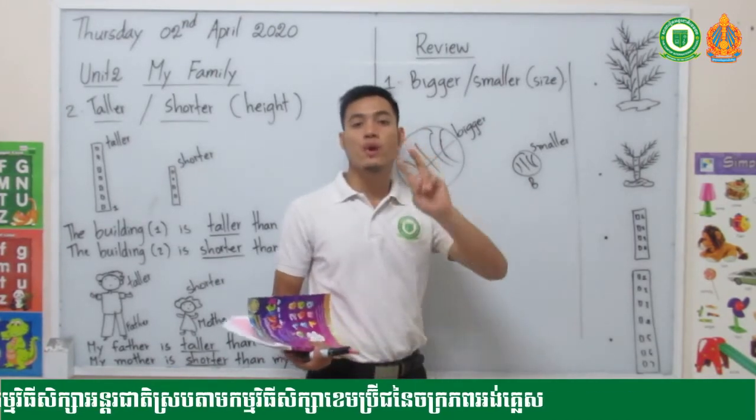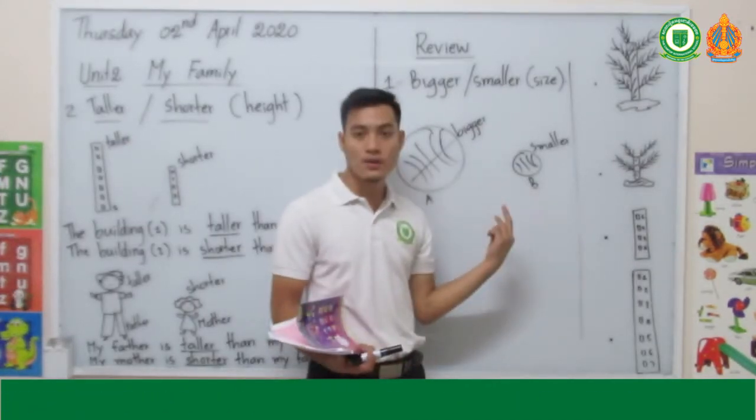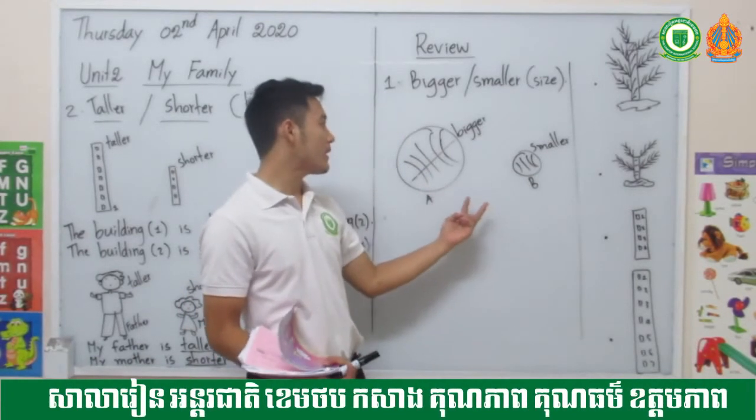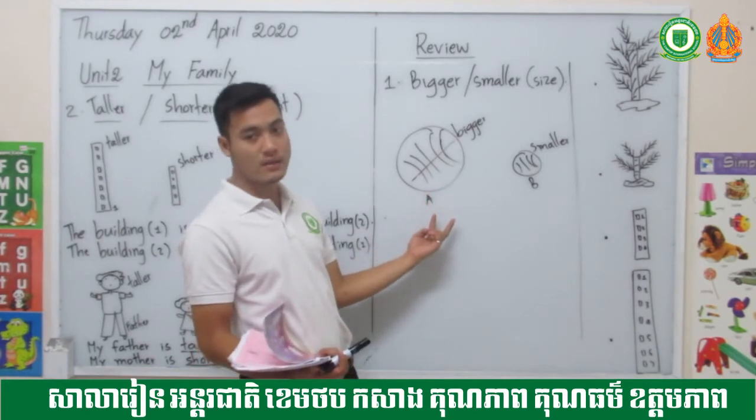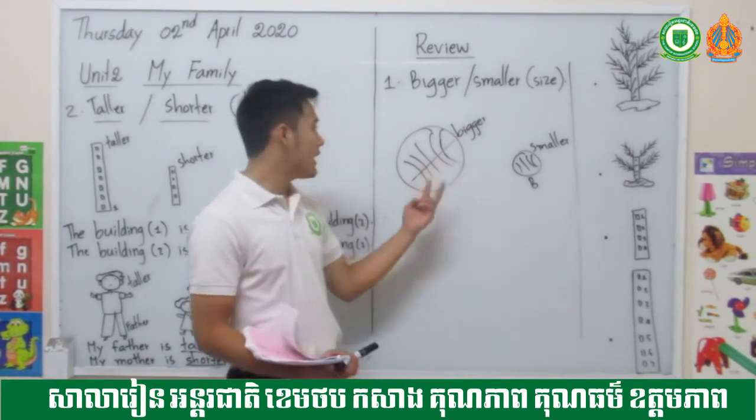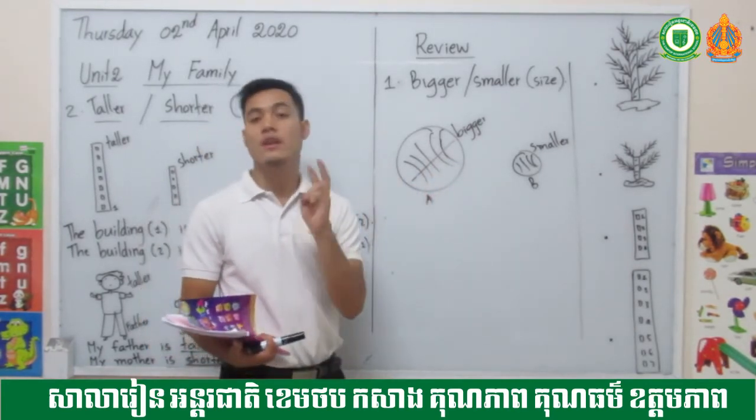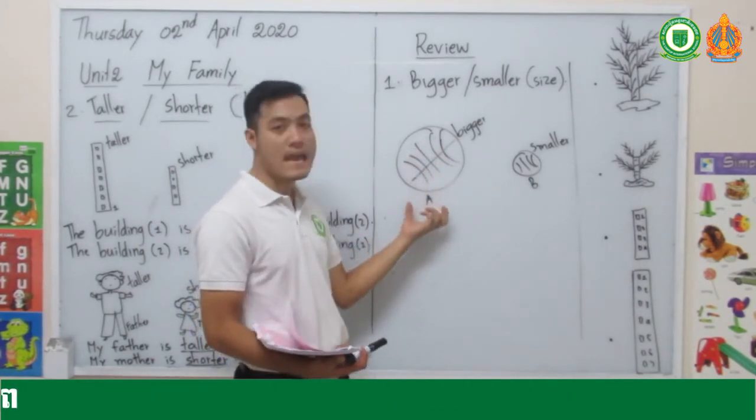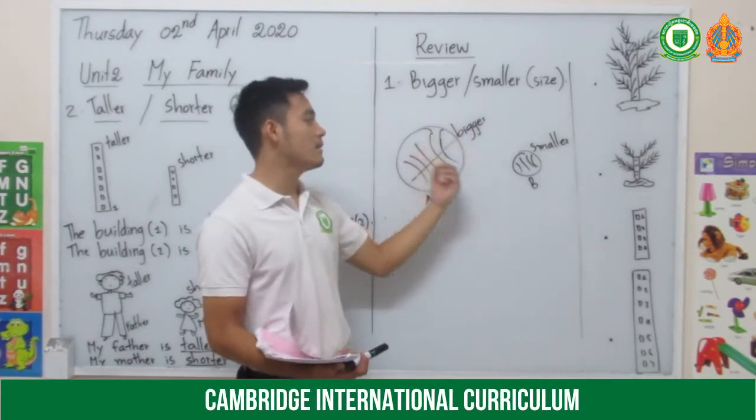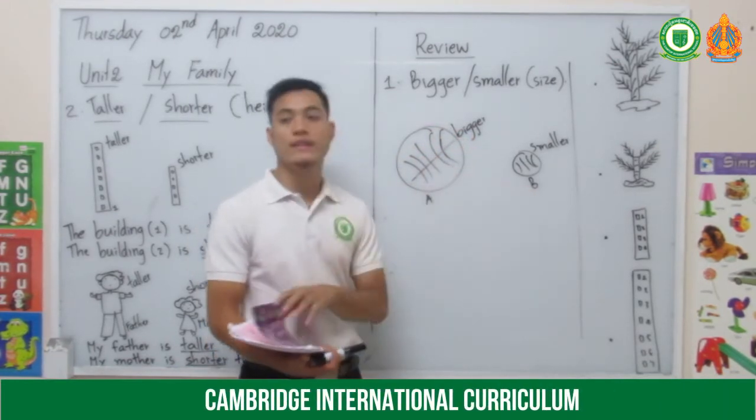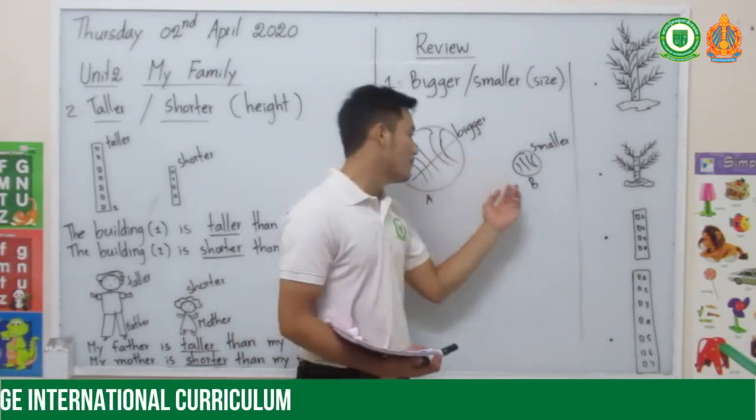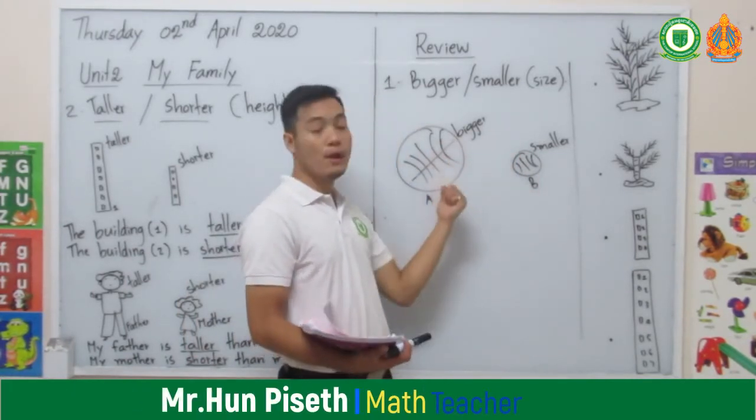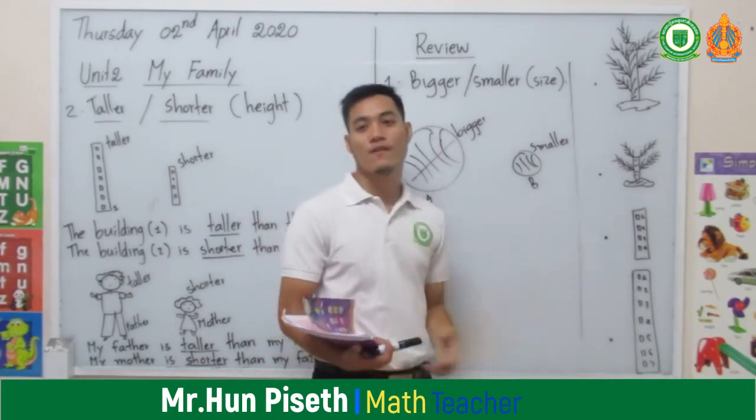But when you try to compare these 2 balls, you put 2 balls close and then you compare which one is bigger and which one is smaller. So then you really have your answer in your mind. So you will answer that ball A is bigger than ball B, or you can say it another way, ball B is smaller than ball A. So that's all for the review.